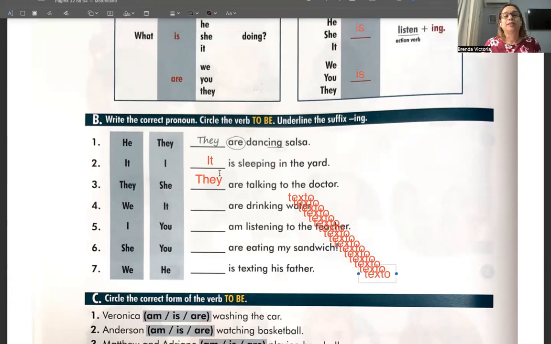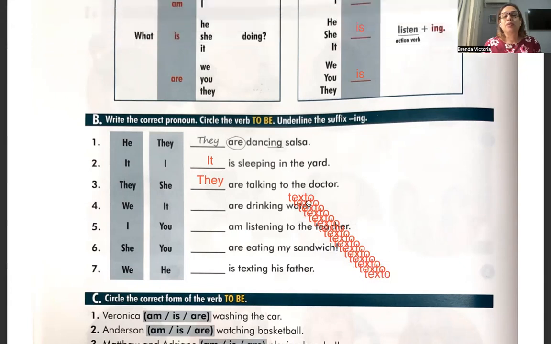Okay, give me 1 second. Let me put a lot of this. Okay, so here we have 2 choices. We have we or we have it. But in this case, we have the verb to be are, so we need to use we. There's no other way, we. Okay, the next one, I'm listening to the teacher. In this case, it has to be I because that's the only pronoun that uses am as a verb to be.